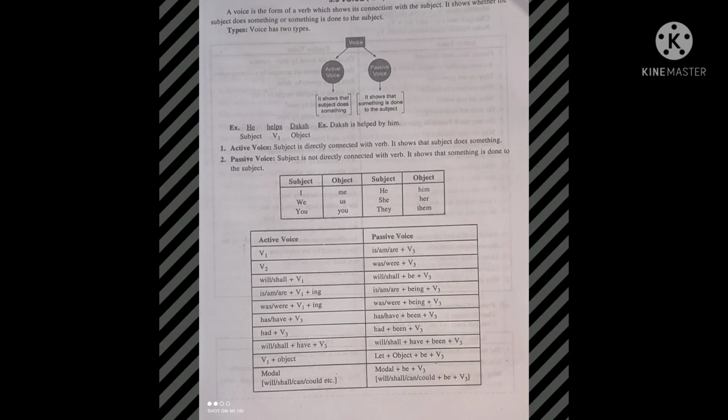In active voice, first form of the verb is used, whereas in passive, is, am, are plus third form of the verb. Again, second form of the verb is used in active voice, whereas was, were plus third form of the verb is used. Similarly, will, shall plus V1. In passive, will, shall plus be plus third form. Next, is, am, are plus first form plus ing. In passive, is, am, are plus being plus third form.